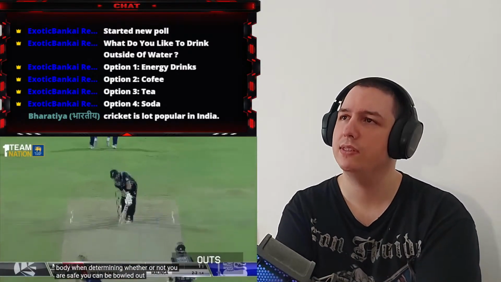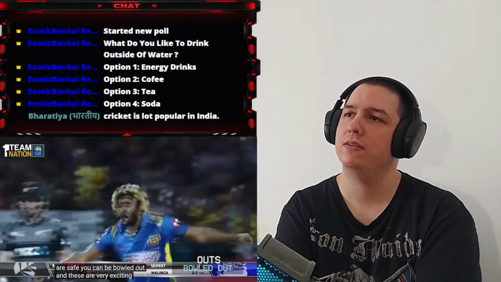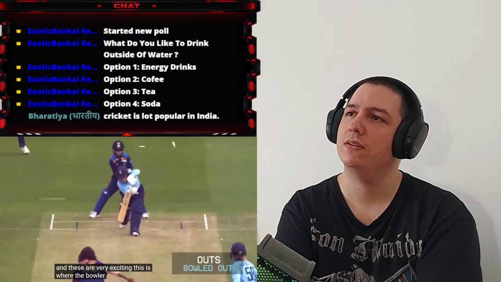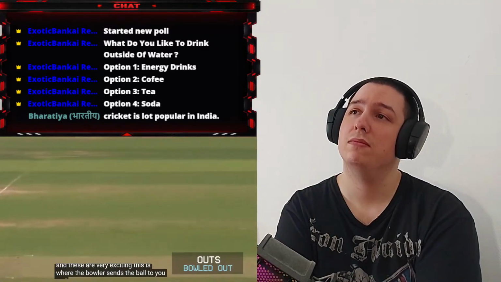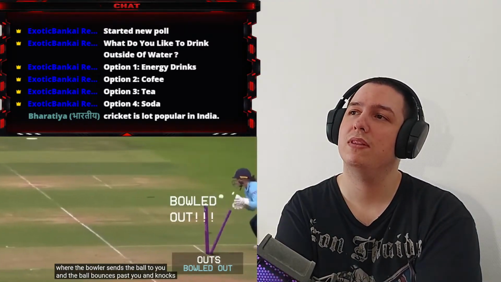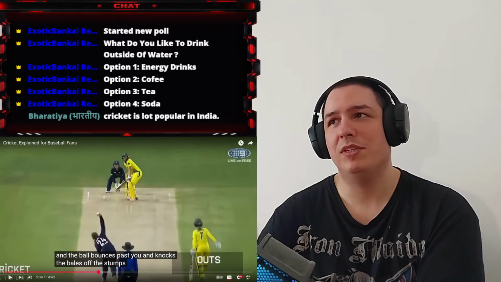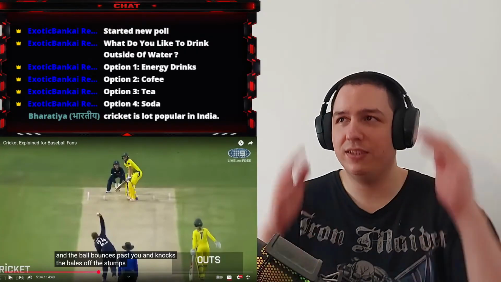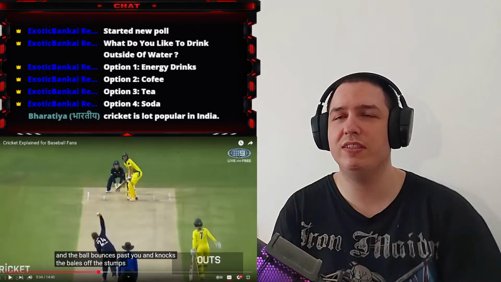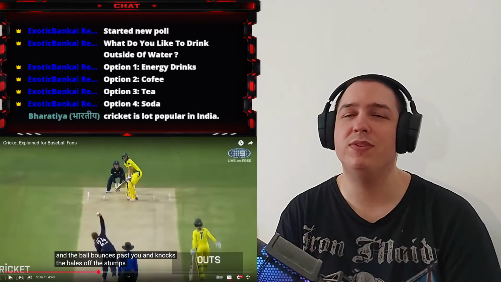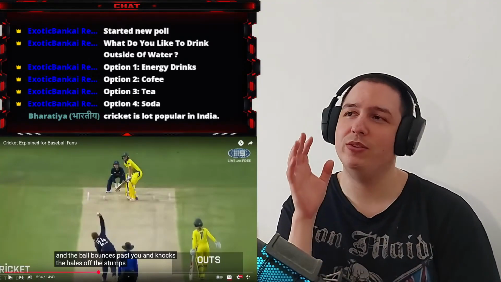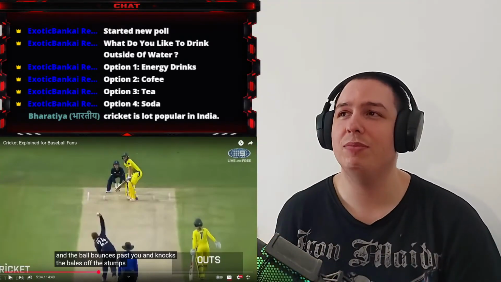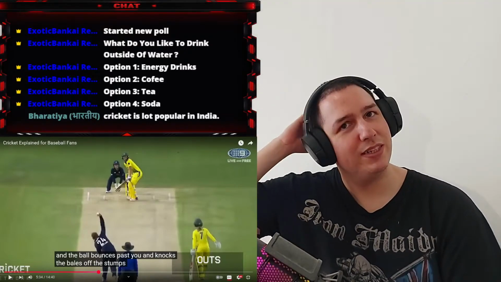You can be bowled out, and these are very exciting. This is where the bowler sends the ball to you, and the ball bounces past you and knocks the bails off the stump. I'm guessing that's more rare because the batters are used to standing really in front of it, so it doesn't happen. So it must feel really good when you aimed really well and went between the legs or something. That must be pretty awesome. Interesting.